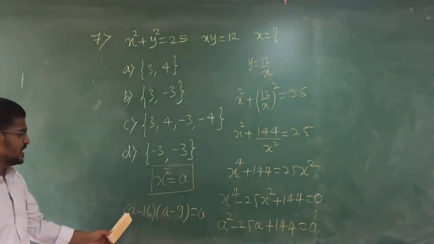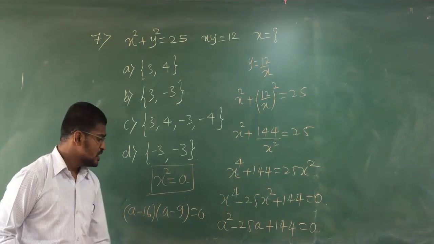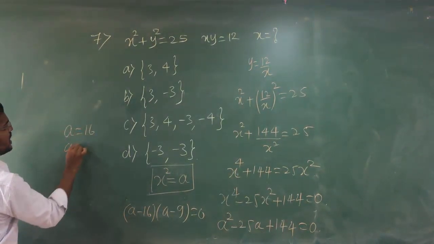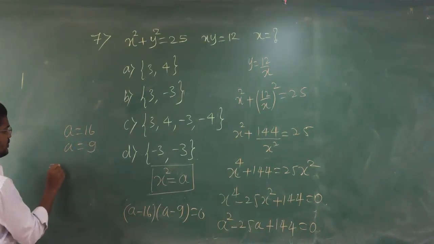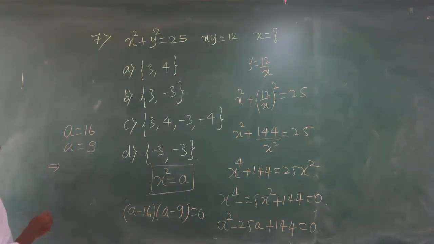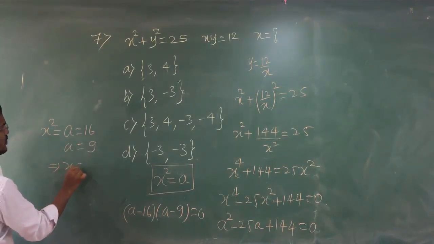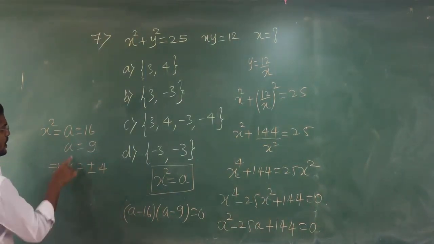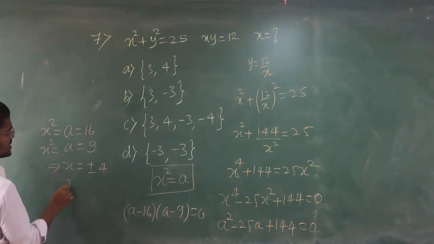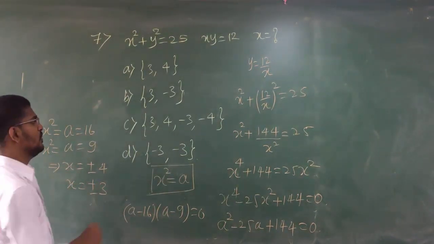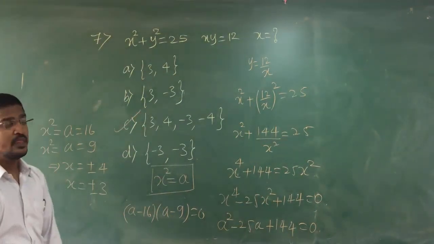(a minus 16)(a minus 9) equal to 0. So now a equal to 16 and a equal to 9. This implies a is equal to x square. Then x will be equal to plus or minus 4. Here x square, x will be plus or minus 3. So your answer will be option C.